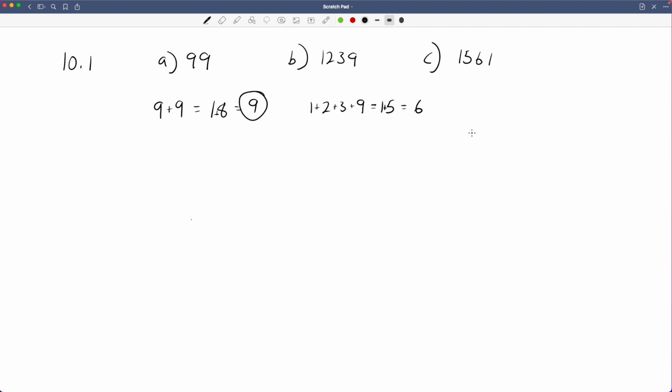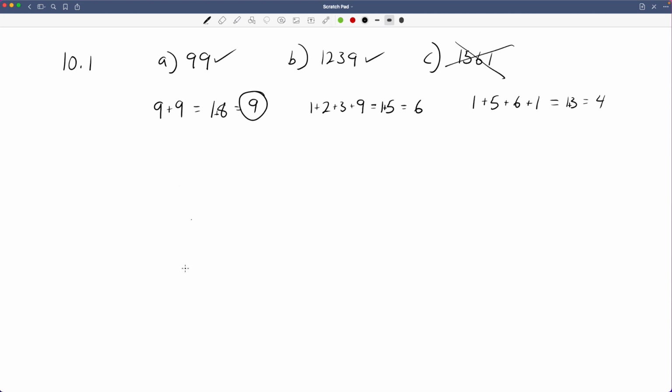The answer is 2. And for C, 1 plus 5 plus 6 plus 1 is equal to, that's 6, that's 12, that's 13. 1 plus 3 is equal to 4. 4 is not divisible by 3, so this one is not divisible by 3, but these are.